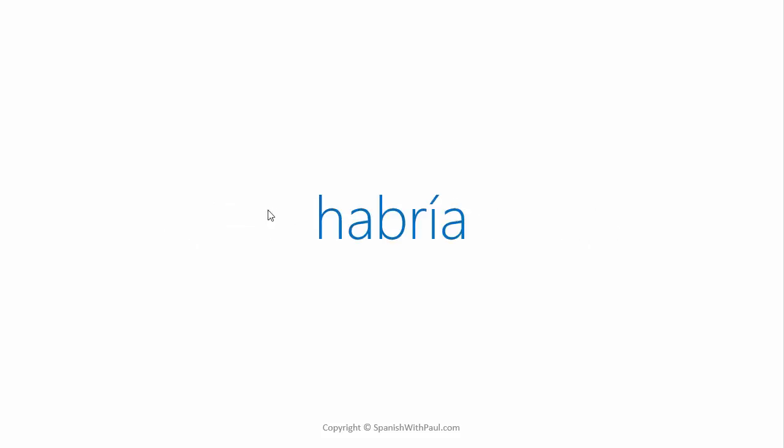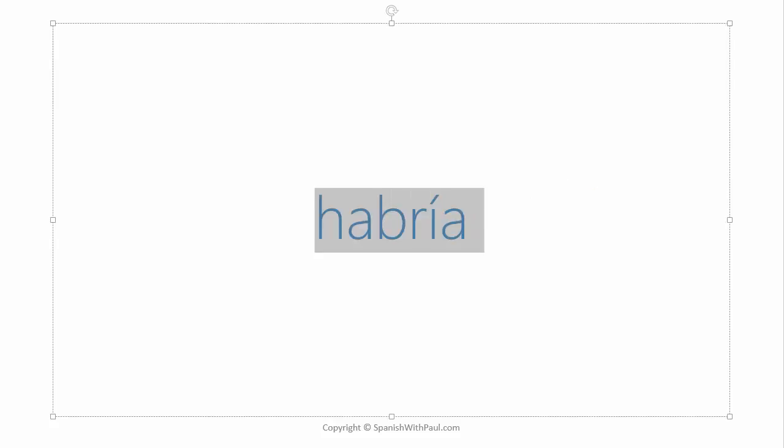So this is more or less how it works with would have and the past. The key thing to take away is that you're going to be using this platform of habría for would have, and we're going to fill out all the rest of the angles very soon.